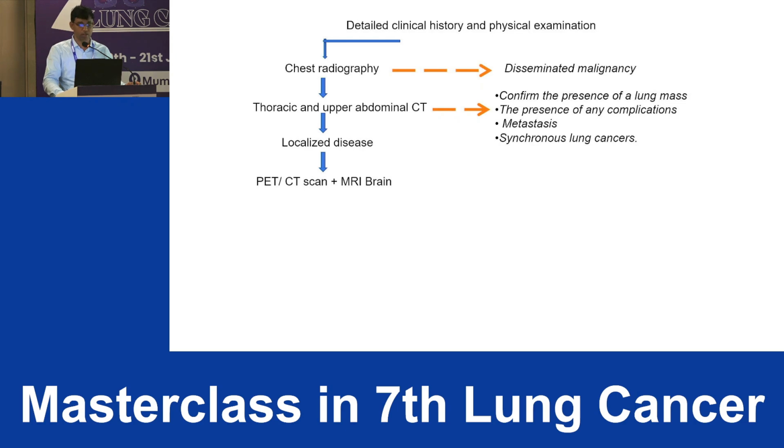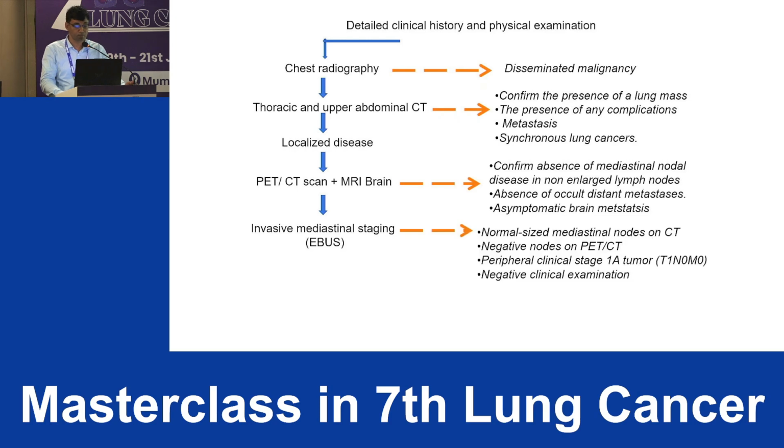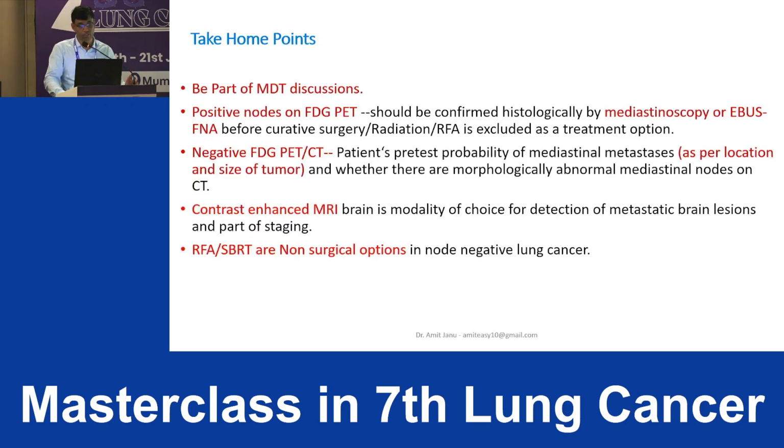Once the disease is localized and we want to treat with curative intent, we have to do a distant metastatic workup with PET-CT plus MRI brain to confirm whether there is any occult or asymptomatic metastasis in the brain. And once we know that there is no occult metastasis and the mediastinum looks okay imaging-wise, we need to do endobronchial ultrasound assessment to look at whether these nodes are actually positive or not, then mediastinoscopy, and then finally the resection.